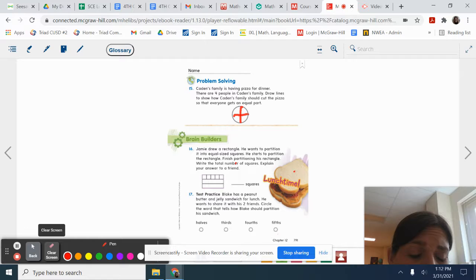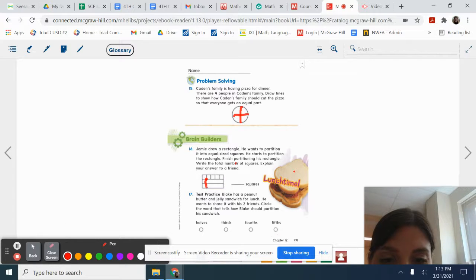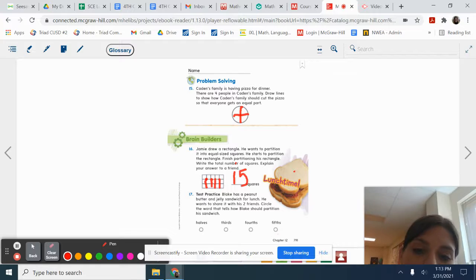So he started it for us, but we need to finish it. We need to break it up into the final squares that he needs. So I'm just going to take the line that he started and I'm going to bring it down for each one of those. And then I'm going to count up the squares. There's 1, 2, 3, 4, 5, 6, 7, 8, 9, 10, 11, 12, 13, 14, 15. That's the area of that rectangle. There are 15 squares.